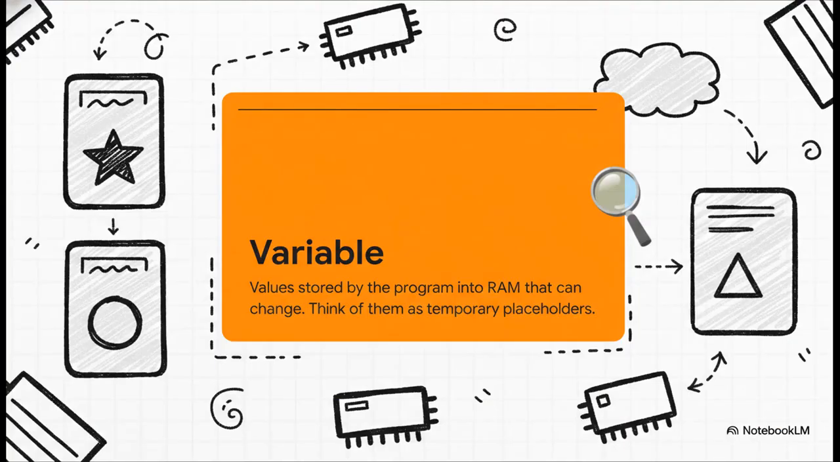So what is a variable, really? It's just a named container in the computer's temporary memory, what we call RAM. You just give it a label, something like player score, and then you put some information inside. The key, and this is important, is that the value inside this container can change. That's why we call it a variable.